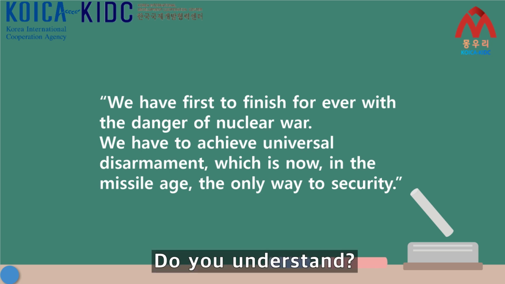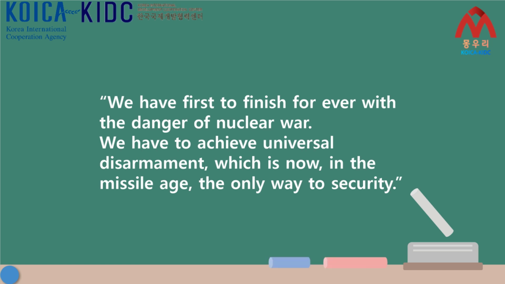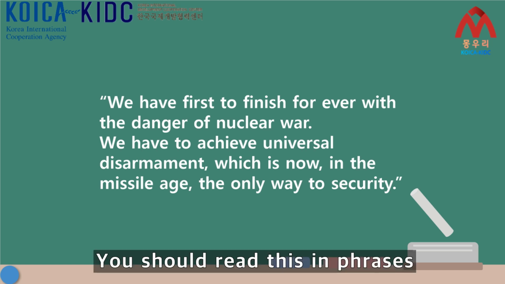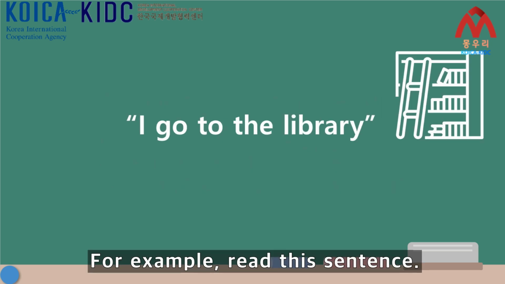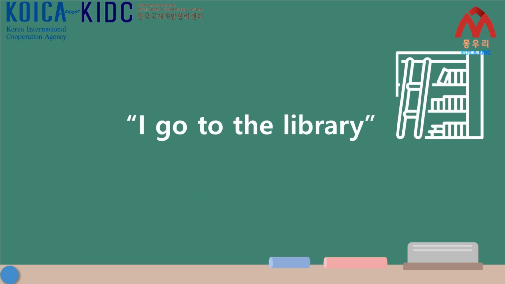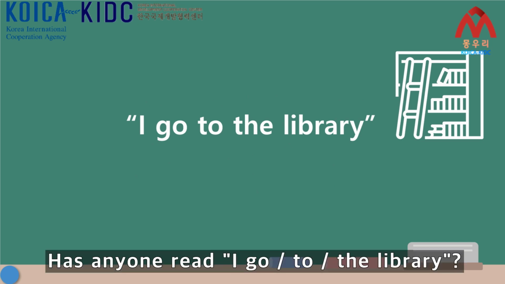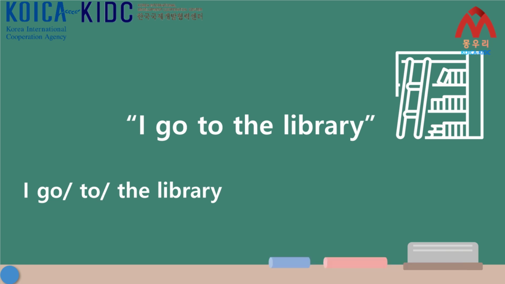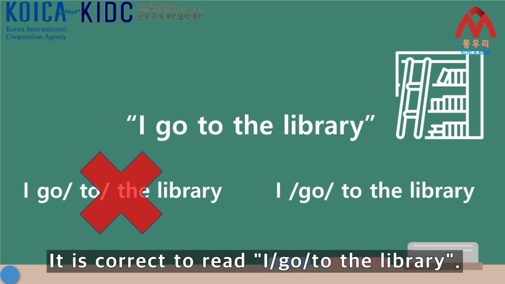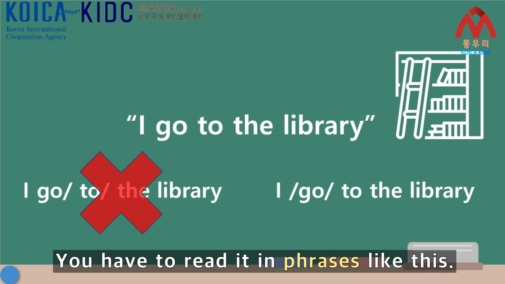Do you understand? How did you read it? You should read this in phrases. For example, read this sentence. As annual lead, I go to the library. Something awkward. It is correct to read I go to the library. You have to read it in phrases like this.